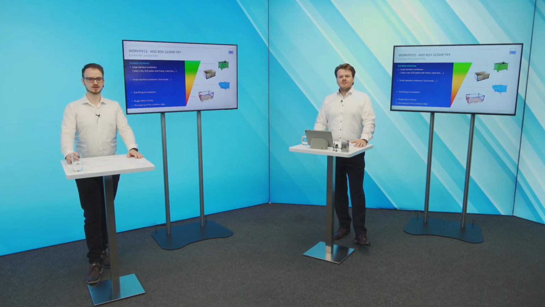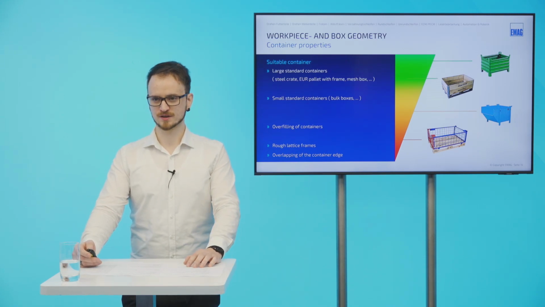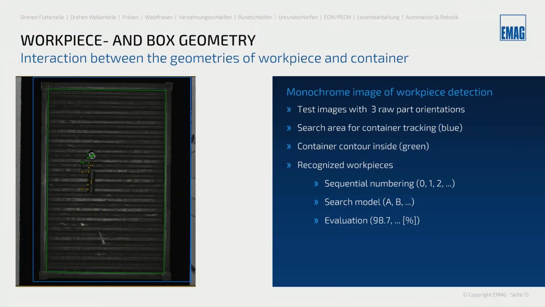Okay, to the next topic. I'd like to change to the tests that we have done previously. Here we can see a test image in monochrome, so in grayscale, from the camera position. We can see the blue frame, which is the search area to check if the container is in the right spot. And the green area tells us this is the inside of the container where the part matching will take place.